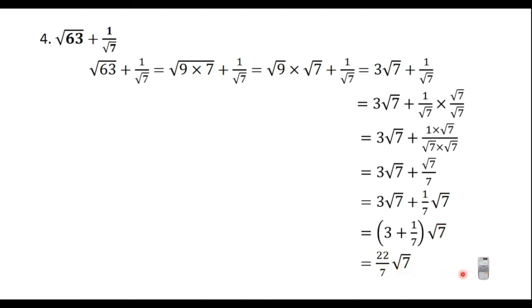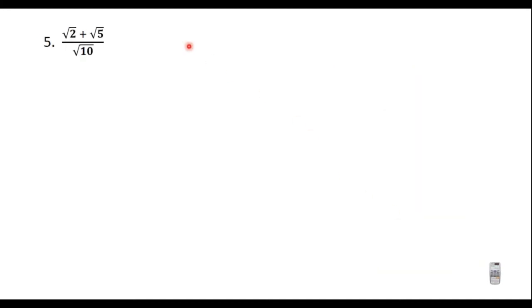So once again, you can also try this on your calculator, and you see that if you punch this on the calculator, you are going to have 22 over 7, then square root of 7. So take your time and go through the whole process, and you see that it is very, very simple. Let's pick the last example.